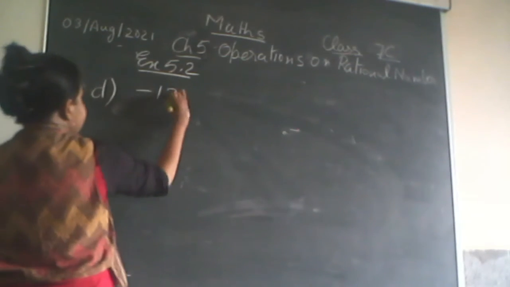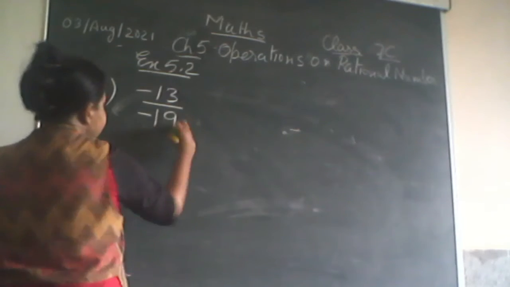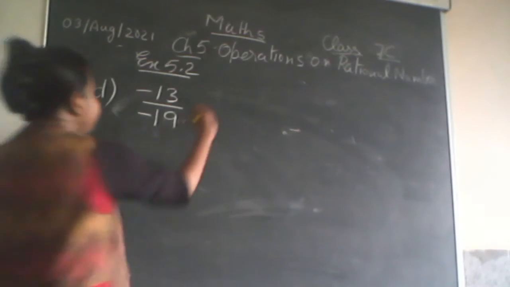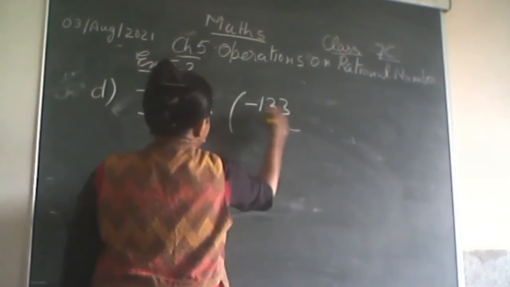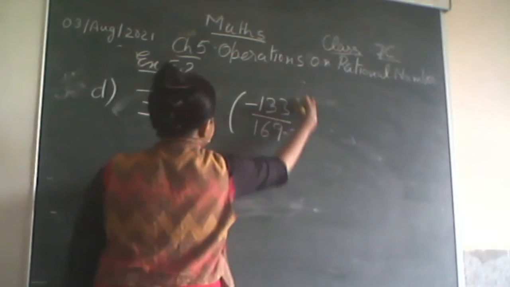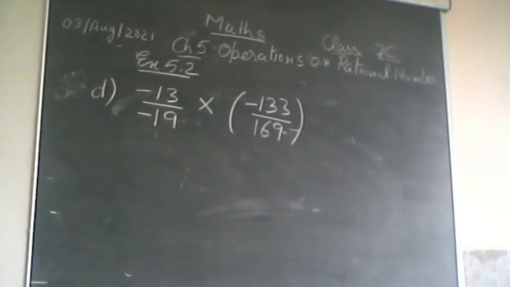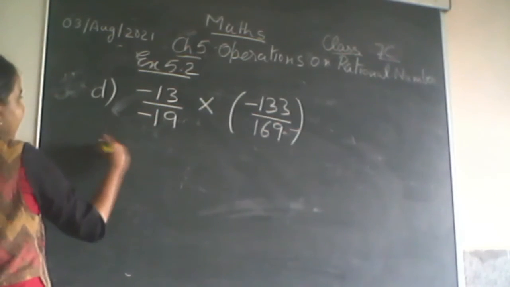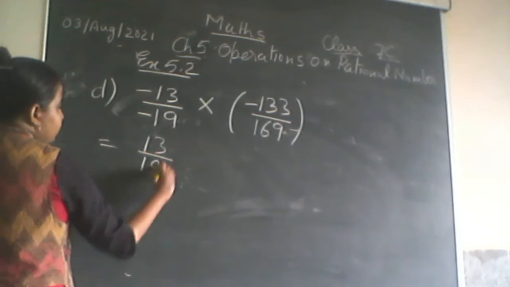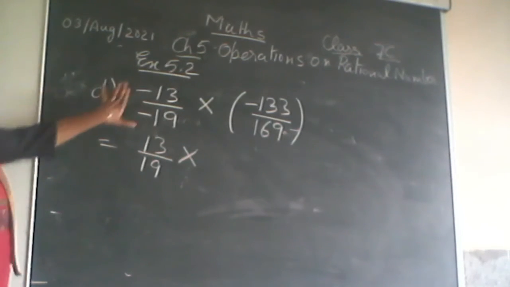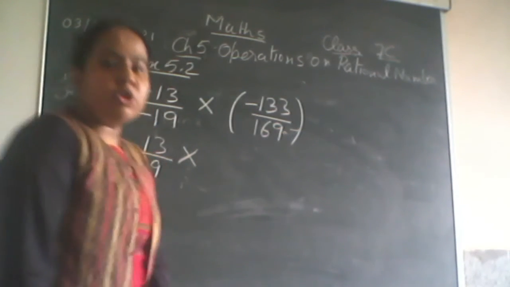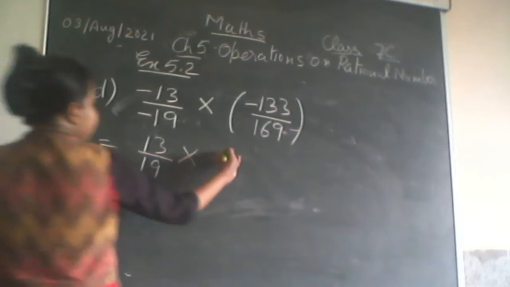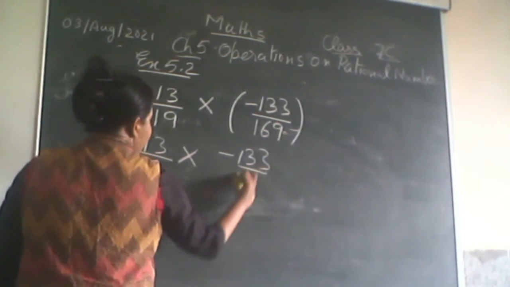Okay, so let's start with this now only. Minus 13 upon minus 19, multiplication, true? Multiply by minus 133 upon 169. Am I correct or not? Have I interpreted the question? Ma'am, correct. Okay. Now, see, minus and minus can be balanced. So 13 by 19. For your convenience, it is not necessary that you balance the sign because the signs get balanced on their own. Yes or no? Okay, and here is minus 133 upon 169.